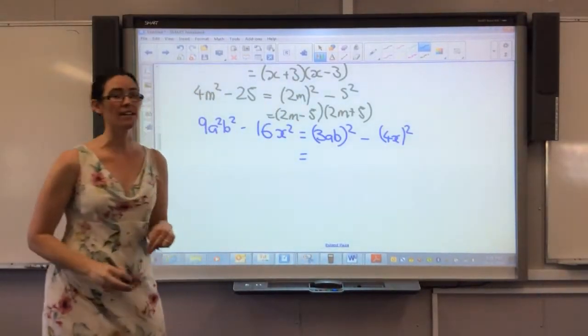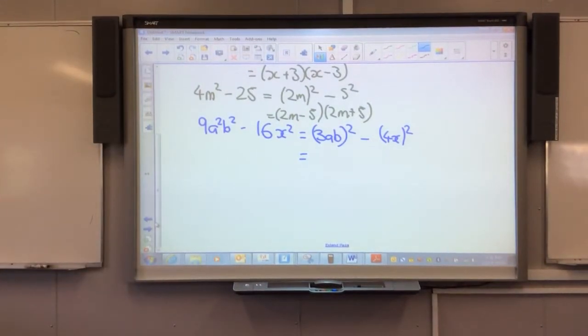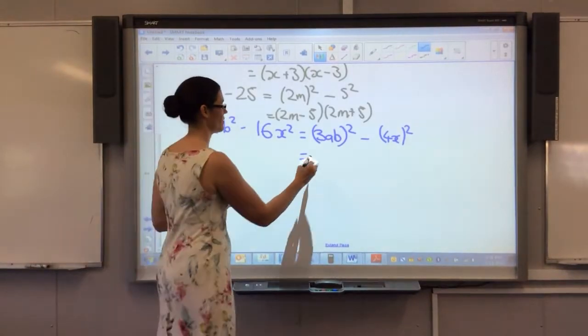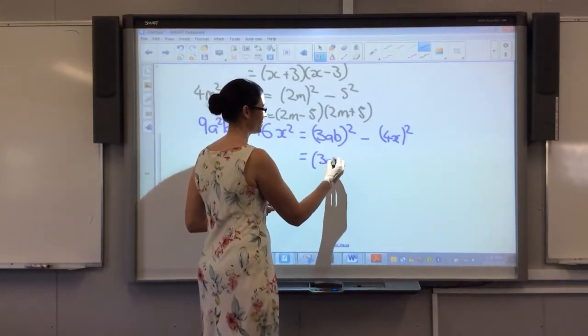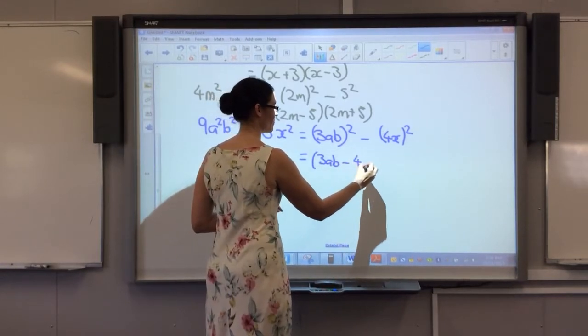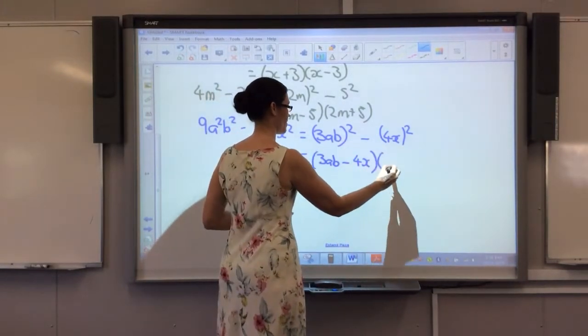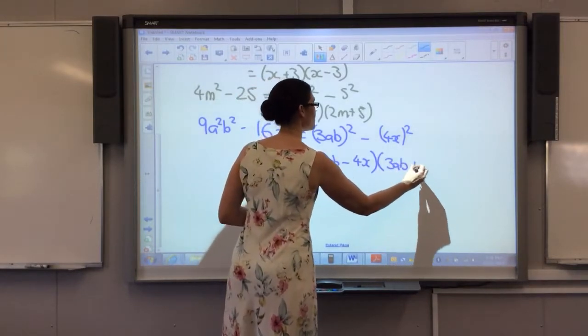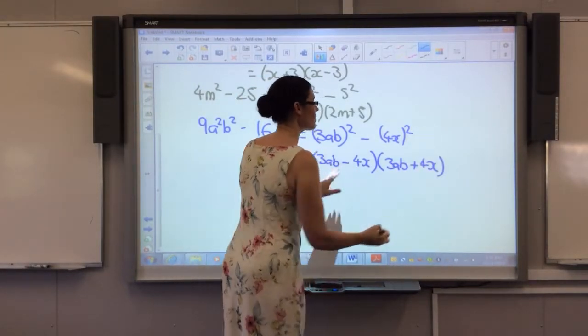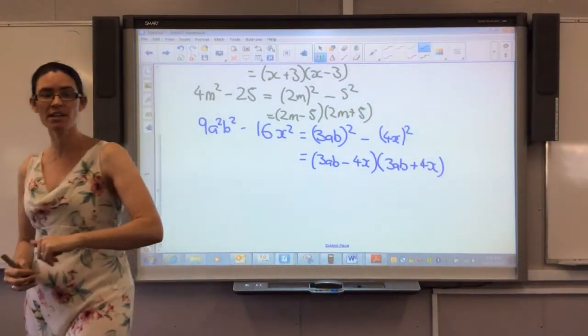So what are my brackets? What are my two conjugates? The first term here is 3ab minus 4x, and the other is 3ab plus 4x. Because it's not the same thing, they're the conjugates. Does that make sense, Charlie? Same thing, you just change the sign.